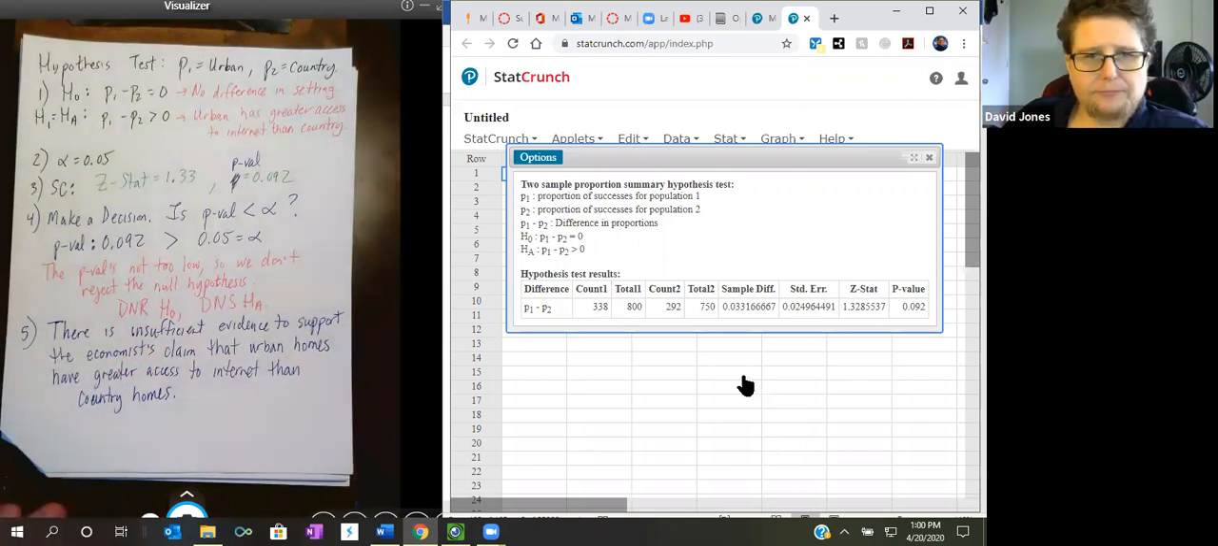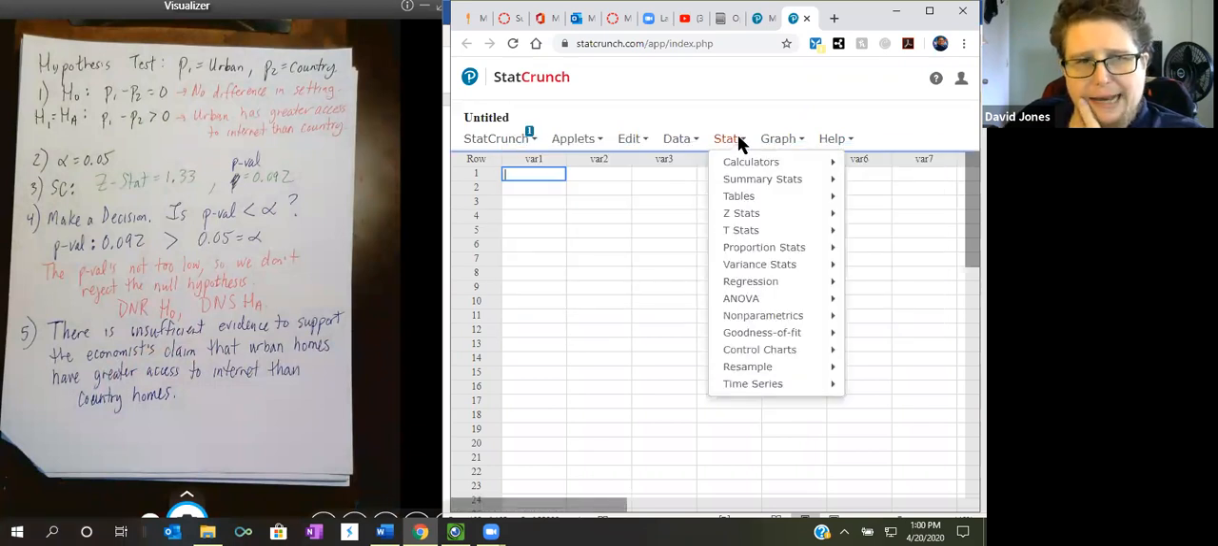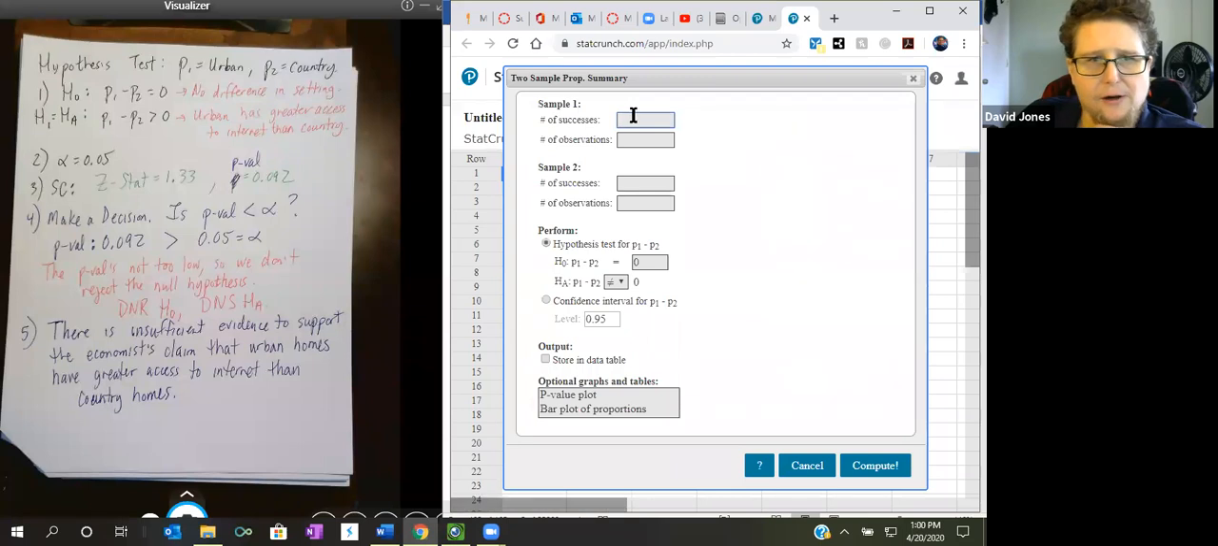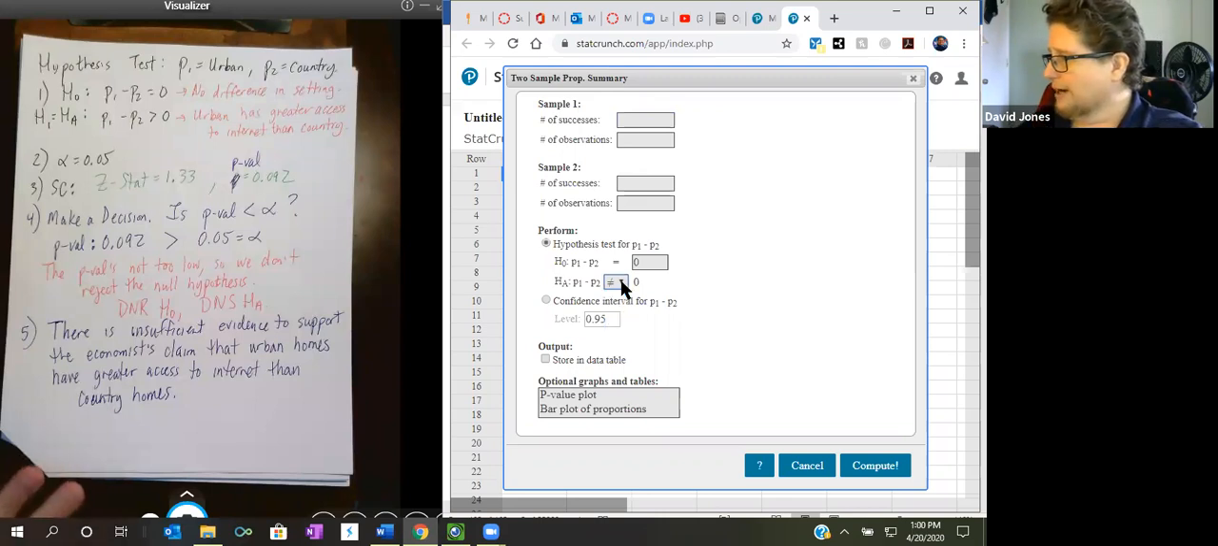Okay. So recap, we went stats, proportion stats, to sample with summary. We enter in, we label sample 1, sample 2, the different populations, and we plug in the information according to each of them. We make sure we use the right symbol in the drop-down menu for the alternate hypothesis. We click compute and everything goes as normal.